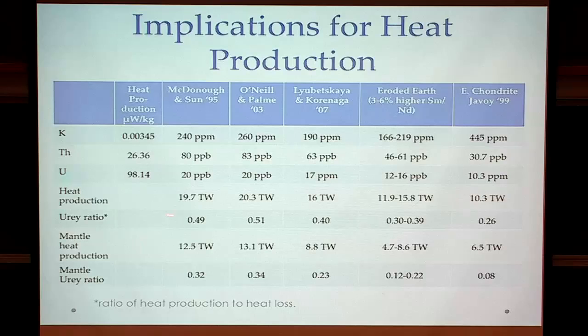This is the Urey ratio. It's the ratio of heat production to heat loss. At a maximum, the Earth is probably producing heat by radioactive decay at a rate of only half of what it's losing. In these conventional models, that is the case; in the other models, it's lower. In the extreme case, it's only a quarter.